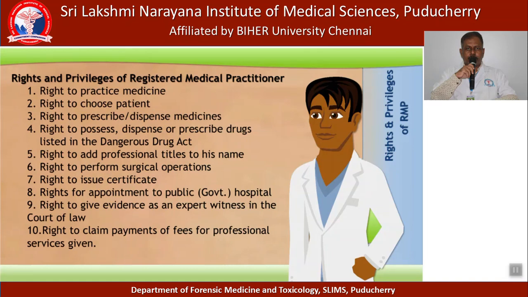Now we are coming to the doctor's rights and privileges, how he enjoys them. Right to practice medicine: he has passed, he has a degree, knowledge and skill, so he has the right to practice medicine. A right to choose the patient, not in emergency but in non-emergency cases. Right to prescribe and dispense medicine. Right to possess, dispense and prescribe drugs listed in the Dangerous Drugs Act. Right to add a professional title to his name, like Dr., and he can write MBBS, MD, FRS, whatever qualification he has. Right to perform surgical operations in the discipline he has chosen.